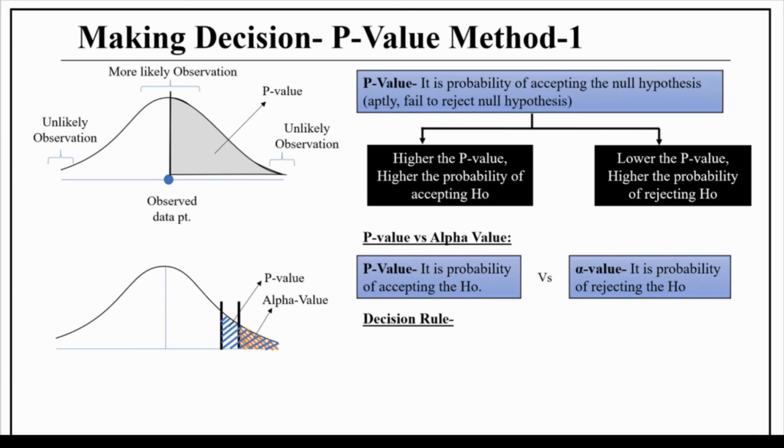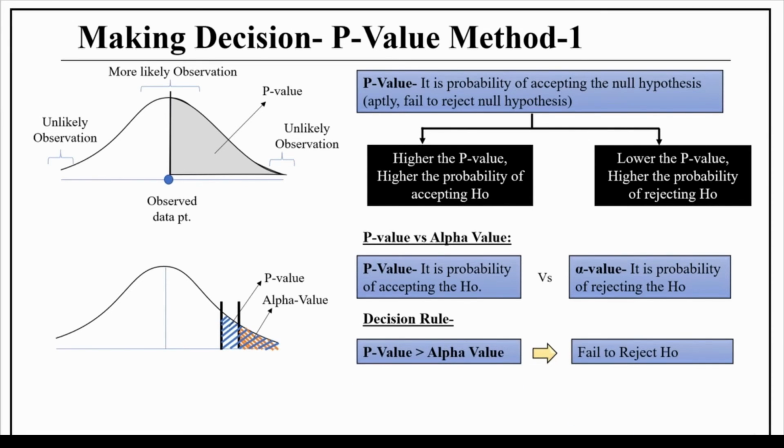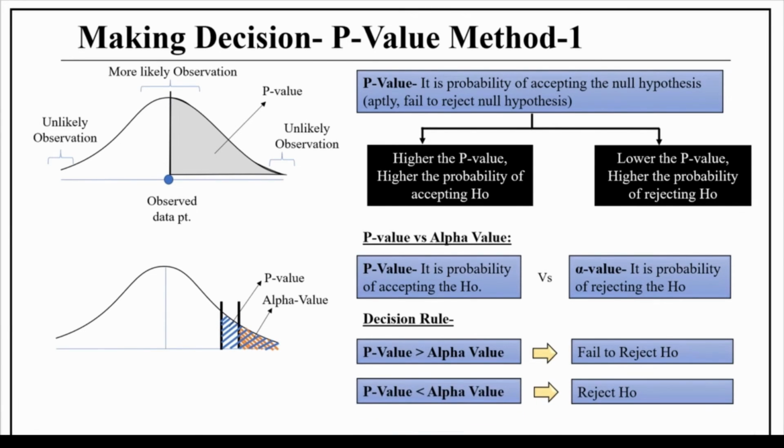Now let's see the decision rule on the basis of the calculated p-value and the given alpha value. If the p-value is greater than the alpha value, then we fail to reject the null hypothesis. If the p-value is less than the alpha value, then we reject the null hypothesis.